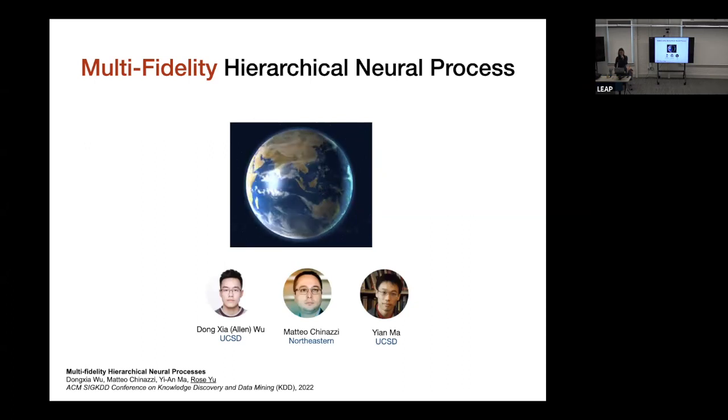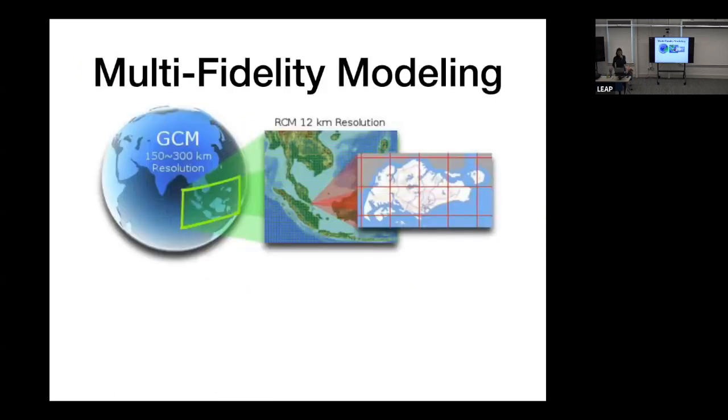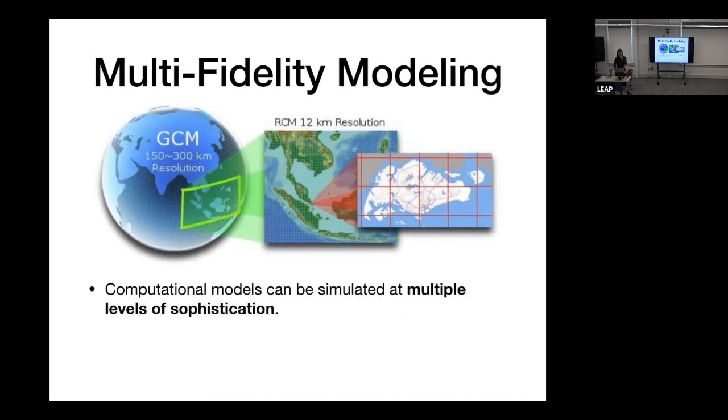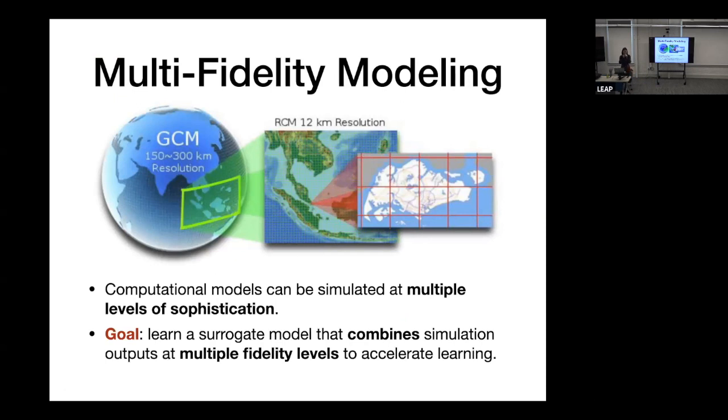In fact, multi-fidelity modeling has been studied intensively in the engineering field, right? If we have this global climate model, it is at 150 to 300 kilometer resolution, and this is the coarse grain model. And then we have a regional climate model, which is at 12 kilometer resolution. So these two different fidelity models have different accuracy and different computation cost. So how can we learn a deep surrogate model to emulate the dynamics of this phenomenon by combining simulations of different resolutions or different fidelity?